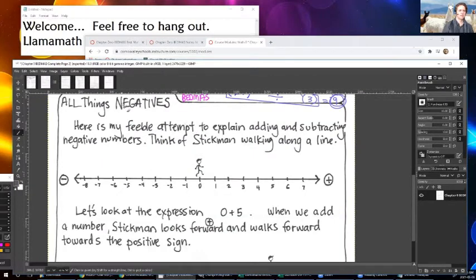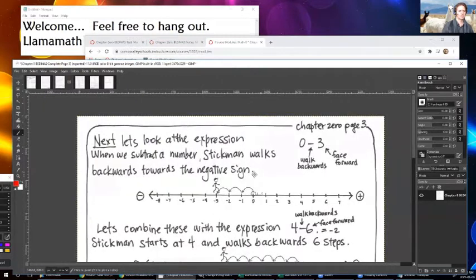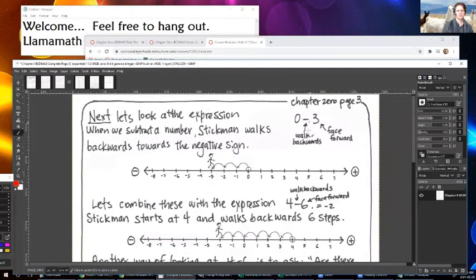So all things negative, and this is subtracting, multiplying, dividing, and adding negative numbers. Let's look at the expression. So 0 minus 3. I like to think of the minus as walking backwards, and the number as which way he's facing. I'll explain this in a second. So he's facing forward, or in the positive direction. So we're taking 0 and we're subtracting 3. So it's like he's stepping backwards. So he started at 0, 1, 2, 3 backwards, and he ends at -3.